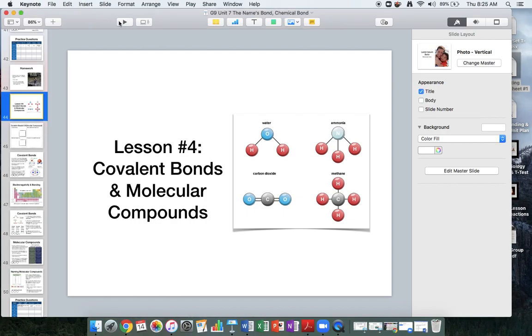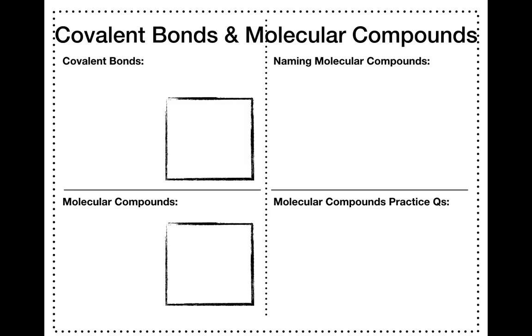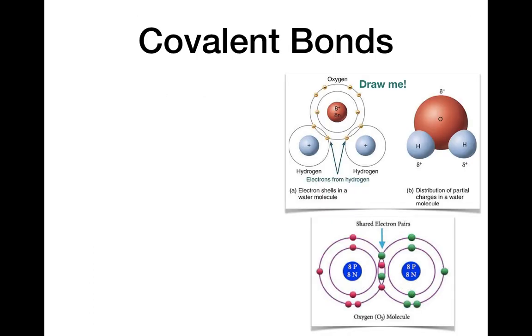Okay, grade 9, here is lesson number 4. Our second type of bonding would be covalent bonds, which form molecular compounds. So here's your template for today. Please make sure you take a minute, draw it out. Okay, and let's start with covalent bonds.